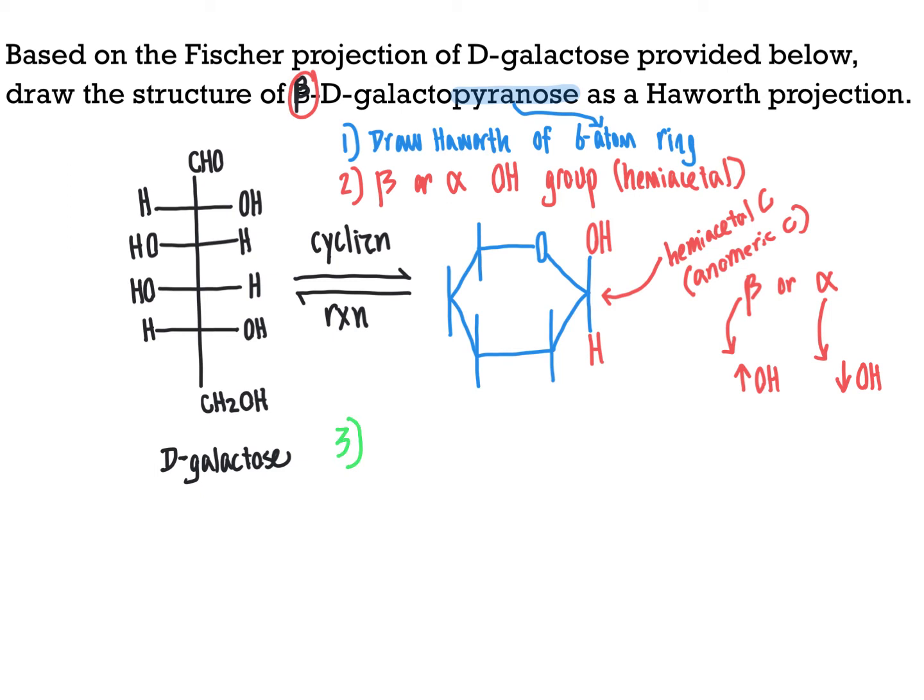So step 3 of this, what we will do is specify the D or L configuration, where D indicates that we have a CH2OH group oriented upward at the carbon of the ring immediately connected to the ether group.